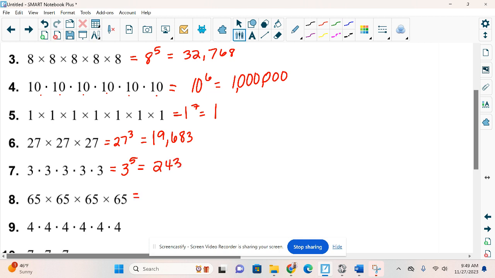And number 8. 65 to the power of 4, which equals 17,850,625.